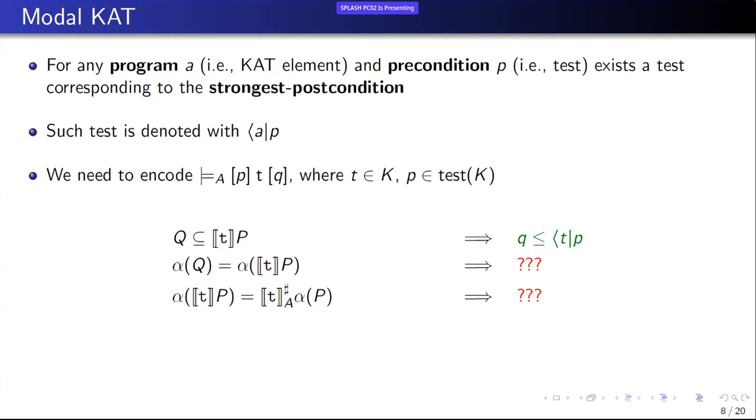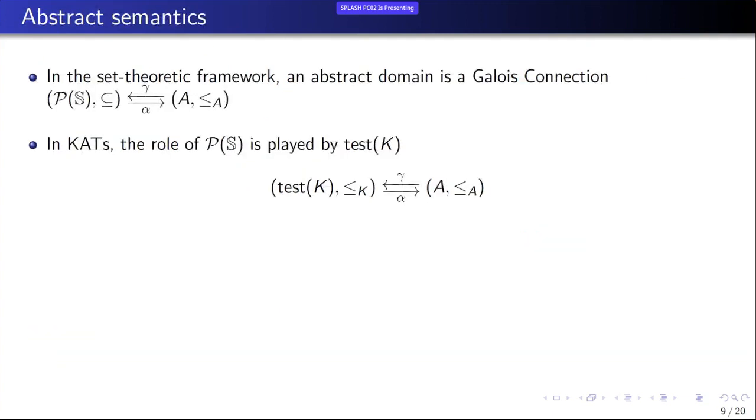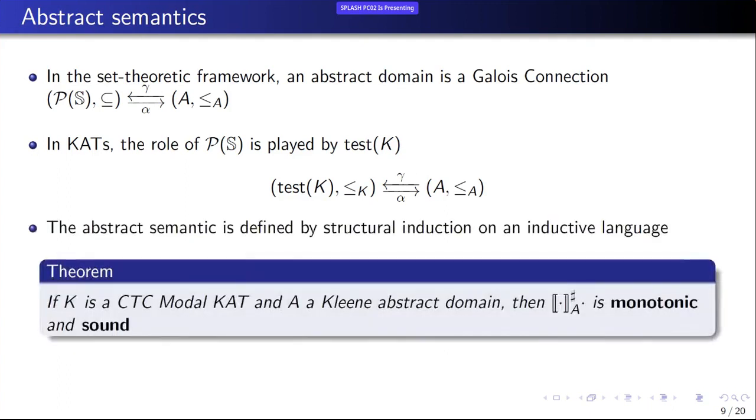We have instead some problems with the other two formulas because we need also to have the abstraction function, but we don't know what an abstract domain is in the KAT framework, and so we need to do that. So in the set theoretic framework, an abstract domain is typically defined as a Galois connection between the power set of all stores and a domain A. And here, the power set of S is represented by the set of tests. And so we can easily define an abstract domain in this context as a Galois connection like this.